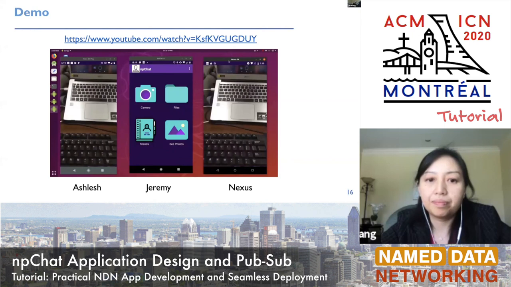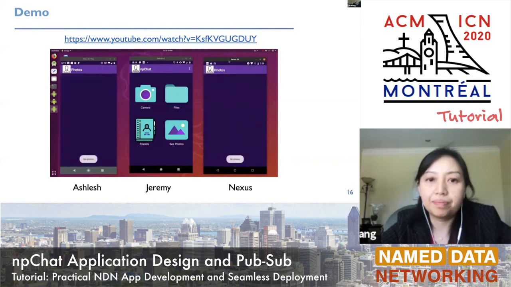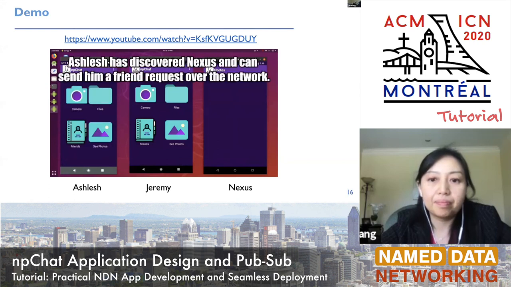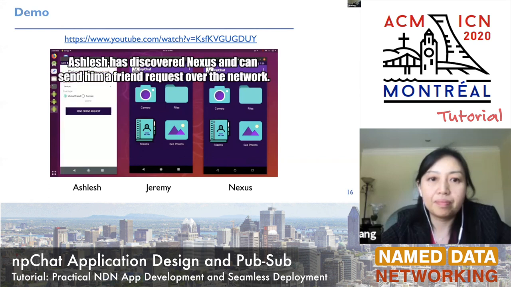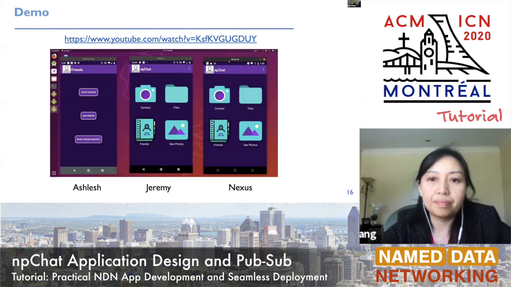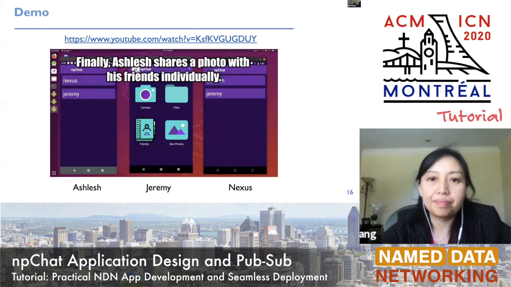Ashley has already discovered Nexus over the local network, but now has the ability to send a friend request over the network to Nexus using Jeremy as a trust anchor. Ashley sends the request, which is received by Nexus, who has a choice to accept or reject. Nexus accepts, and the same certificate signing exchange takes place. All three users are now friends. Finally, Ashley chooses to publish his photo to both of his friends individually, both of whom receive it.